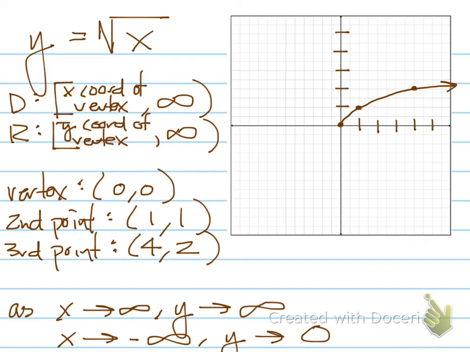Then three points that we have on the graph are the vertex at 0, 0, then 1, 1, and we get that by plugging in 1 for x. Square root of 1 is just 1. And when we plug in 4 for x, square root of 4 is 2. That's how we got the coordinate 4, 2. As x approaches positive infinity, the y just keeps getting bigger and bigger, so it approaches positive infinity. As x goes to the left, y is going to get closer and closer to 0.